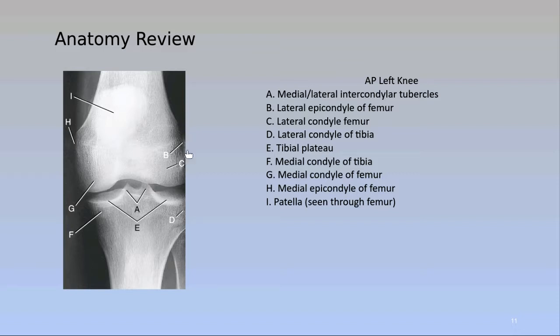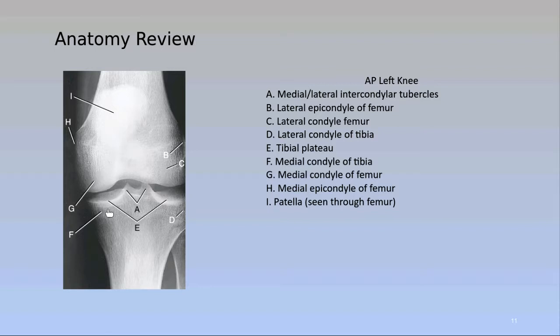Now it's easier to look at H and I. H is the medial epicondyle. I'm sorry, G. And then G is the medial condyle. So you've got condyle, epicondyle. Same thing here. You would have condyle and epicondyle. E represents the tibial plateau or the articular facets of the tibia that articulate with the distal portion of the femur to form the knee joint.